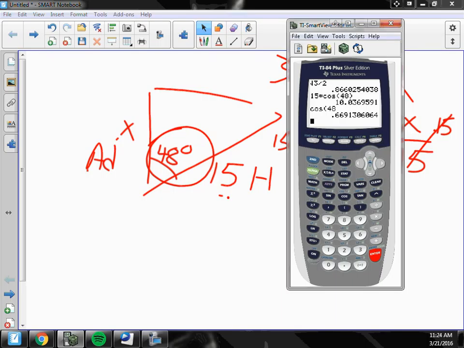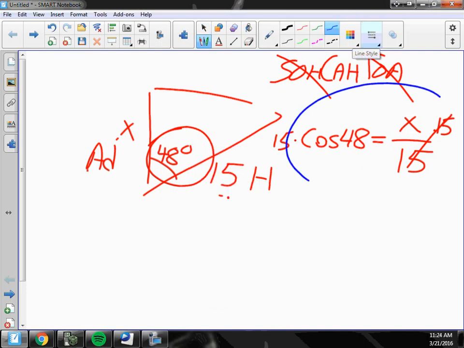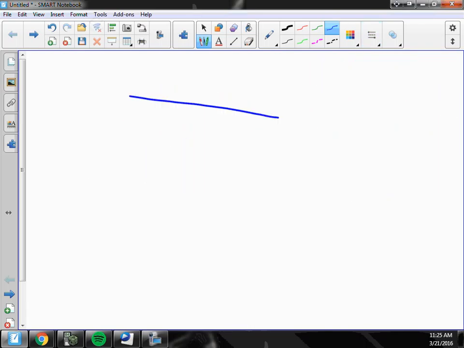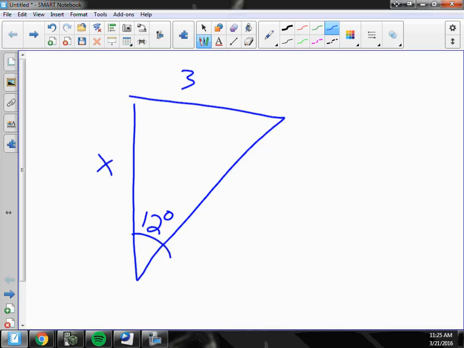Now, there are two types here. This one we're going to refer to as a multiply problem because the x is in the numerator. If I multiply by the denominator, I get x by itself. But in a different problem, let's say I had 3 and x, and this was 12 degrees. What are the two sides I'm dealing with? Opposite and adjacent.